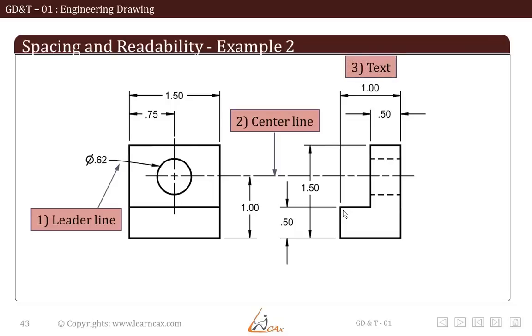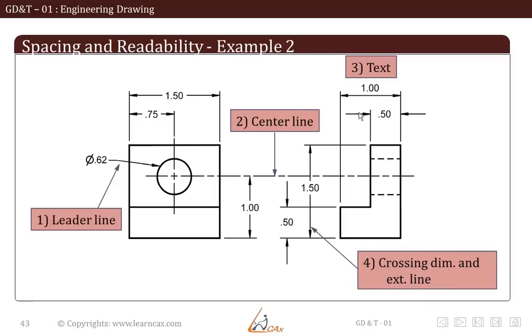Next is the text. It is not uniform everywhere. Like in all other cases, you have the text in between the dimension line, whereas in this dimension line the text is above the line. Then you have a dimension line crossing an extension line, which also should be avoided. This could have been avoided by dimensioning this line on the right side of the part instead of the left hand side.